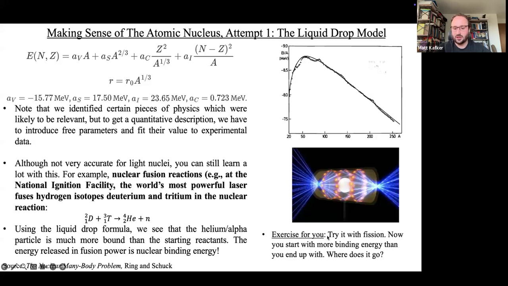And if you're also curious, you can try this with fission, and you see the reverse is the case. You start with a nucleus that is more bound than the two products. And a puzzle for you, if anybody cares, is to try to figure out where that extra energy goes. Any questions, thoughts about this? I'm going super fast, I know, but hopefully the broad picture is somewhat clear.